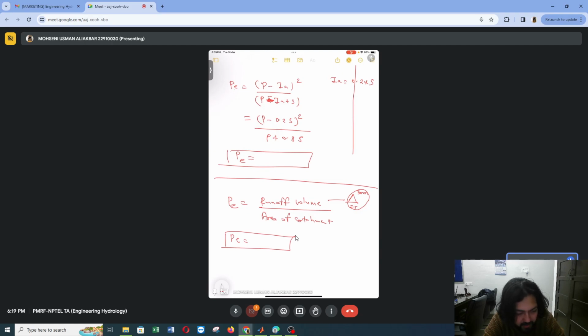Then there is one more sum where they have asked us to calculate the value of phi index. If you look at question number 11, it is a very simple sum. All you need to do is consider the abstraction, and follow the definition of phi index. If you know the definition of phi index, by using that you can calculate and solve questions 11 and 12.